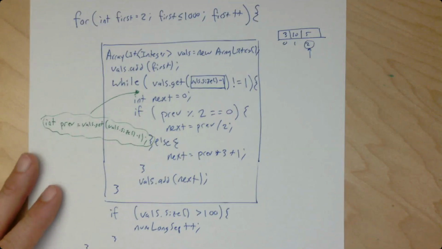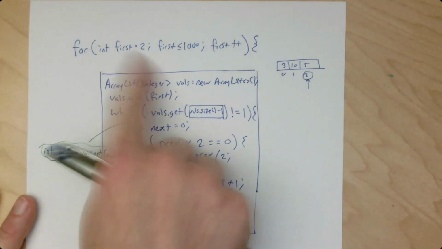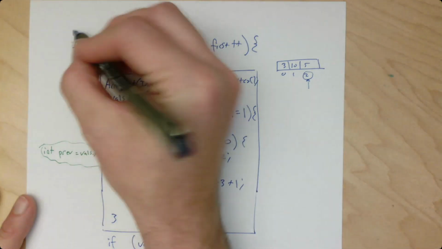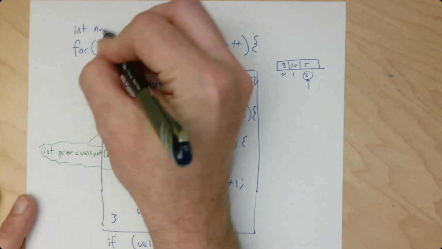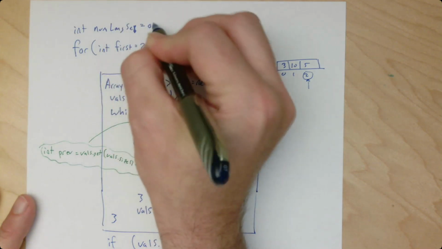So the only thing I need to do is create this counter up here at the top. I wouldn't want to create it in here because that's going to reset my counter with every repetition. So I'd want to do it at the very, very top. So numLongSequences equals 0.